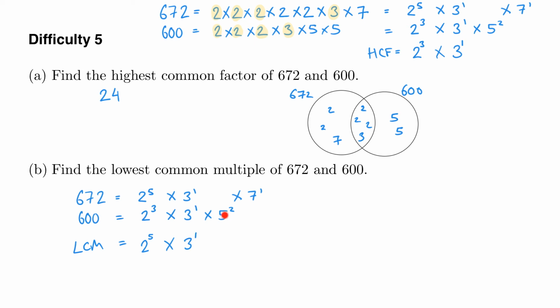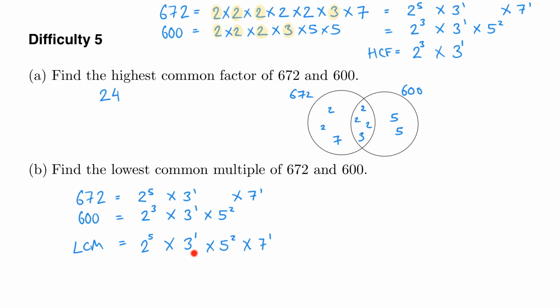Then we're comparing 5 squared with, well, this 5 to the power of nothing effectively, so we need 5 to the power of 2. And finally we're comparing 7 to the power of 1 with 7 to the power of nothing effectively, so we need 7 to the power of 1.